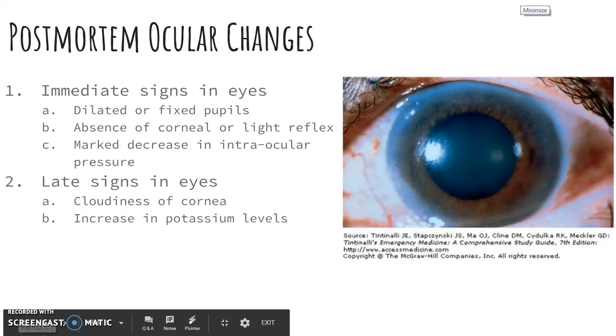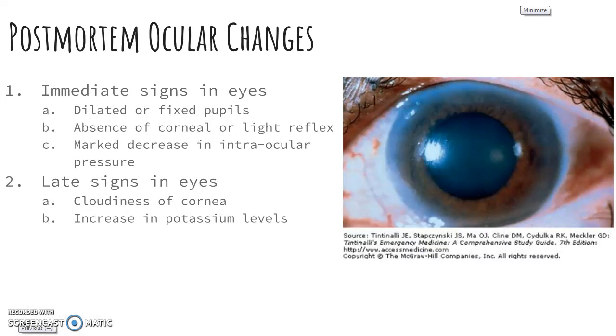The postmortem ocular changes. The immediate signs in the eyes, you have dilated or fixed pupils, meaning they will be completely dilated or they will be non-moving. Okay, so they're in that mid-dilated section and they're not moving, similar to what this eye is in. Fully dilated, the pupil would be almost the same size as the iris itself, and then constricted, you would see almost no black for the pupil. The absence of the corneal or light reflex, meaning that they won't dilate or constrict.